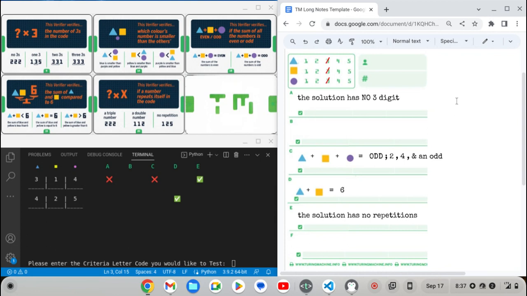So that means that we know that the first two have to be either a 2 or 4, because again, we did say that you can't have an all odd, so you do have 2 and 4. So both triangle and square must be evens.